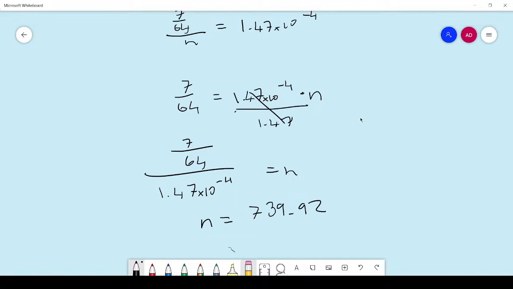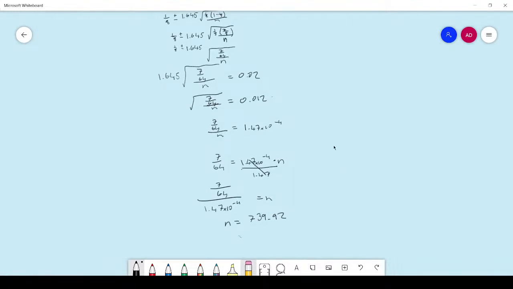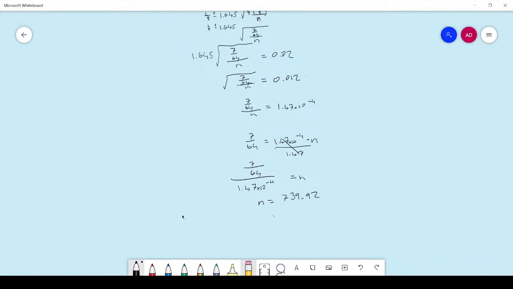739.92. So what we say is that to get a 2% error margin, n, which is the sample size, must be equal to approximately 739 or 740. So we'd probably take a sample of 740, roughly, approximately 740.